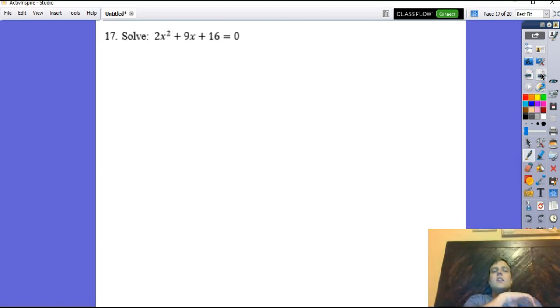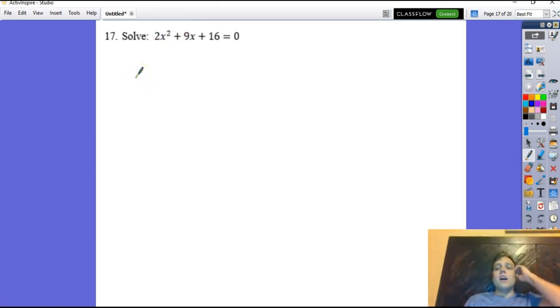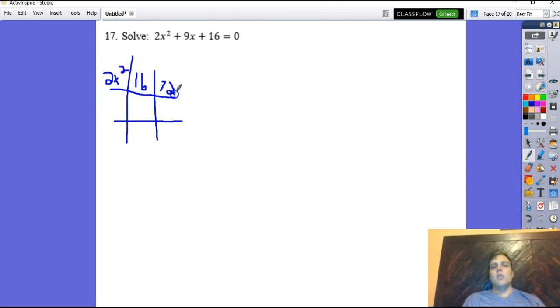Alright, number 17. Solve. 2x squared plus 9x plus 16 is equal to 0. So once again, this is a quadratic equation, so I'm going to try to start by solving through tic-tac-toe, but I have an inkling that it's not going to work this time, and I think I'm going to have to resort back to the quadratic formula. So 2x squared times 16, you're going to get 32x squared.